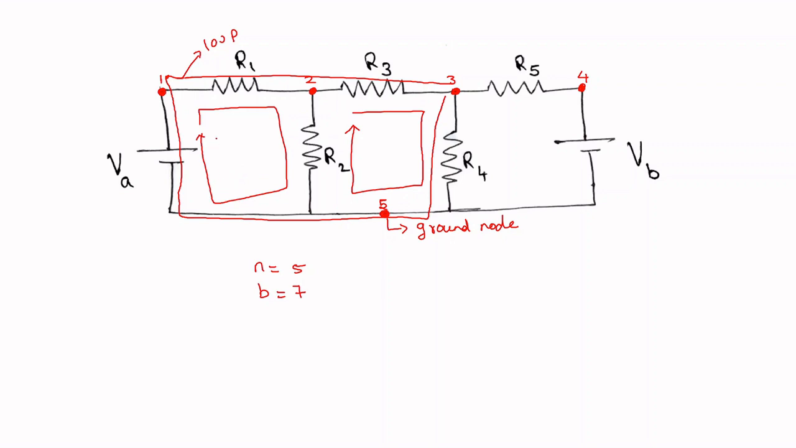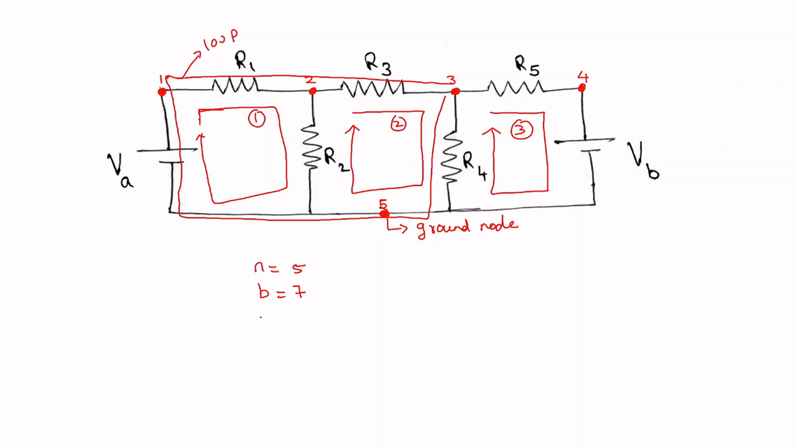So let us identify how many meshes there are in this circuit. The first mesh will be this one, which contains VA, R1 and R2. This particular closed loop does not contain any other loop within it. So this is a mesh, and this is also a mesh which comprises R3, R4 and R2, mesh 2, and there is another mesh with R5, VB and containing R4. So there are 3 meshes in this particular circuit.